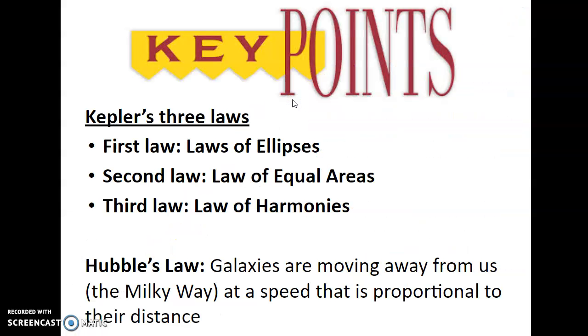So let's just quickly review. There are three parts of Kepler's laws. The first law is the law of ellipses. The second law is the law of equal areas, and the third law is the law of harmonies. We also learned about Hubble's law today, which stated that galaxies are moving away from us, or the Milky Way, at a speed that is proportional to their distance.